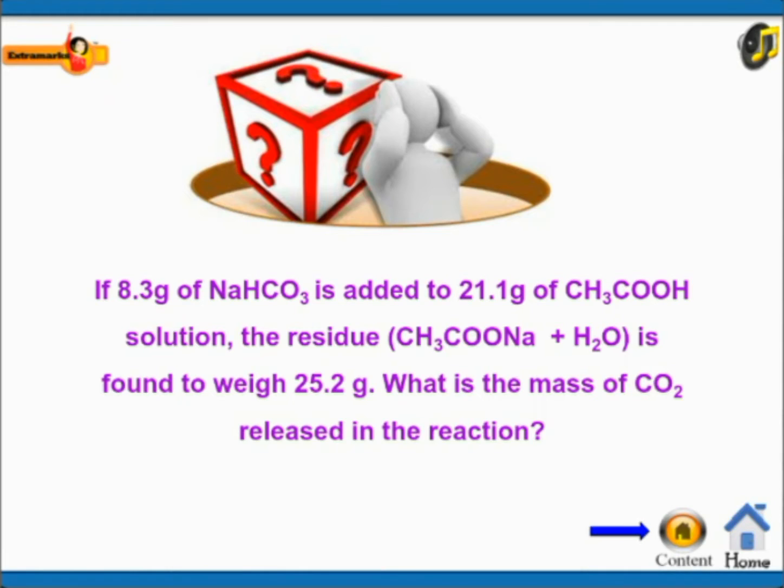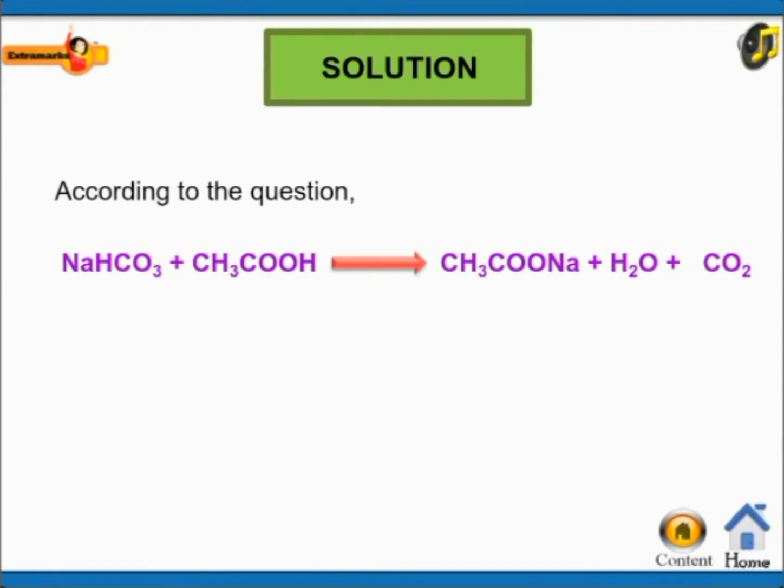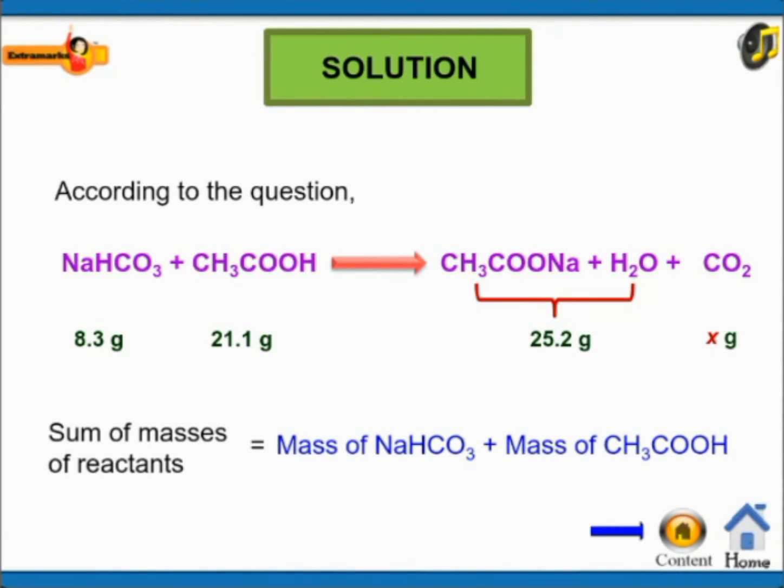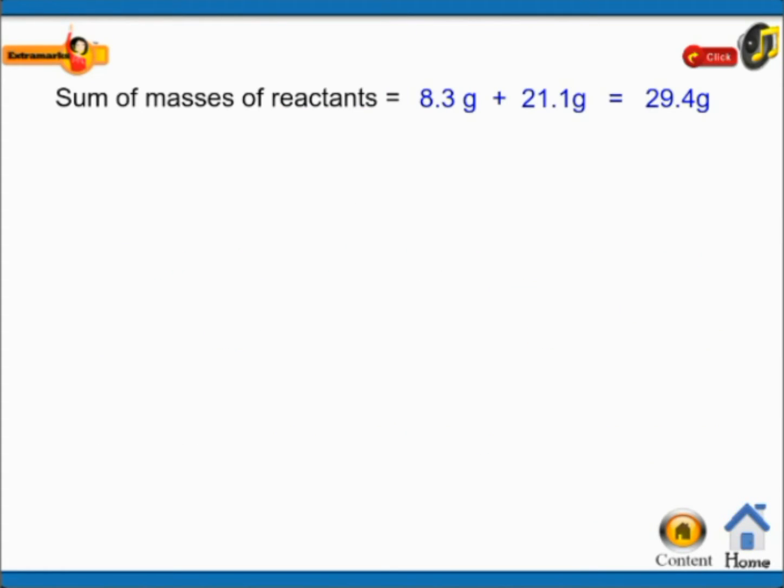Let us solve a numerical. If 8.3 grams of sodium bicarbonate is added to 21.1 grams of acetic acid solution, the residue, that is sodium ethanoate, and water is found to weigh according to the question. We can write the equation as follows. Now, we will calculate the mass of the reactants. The sum of the mass of reactants comes out to be 29.4 grams.